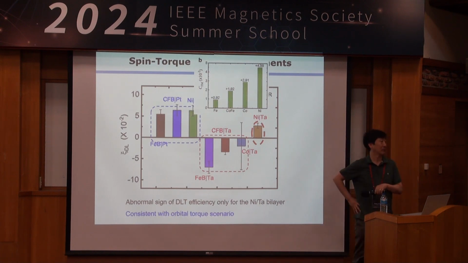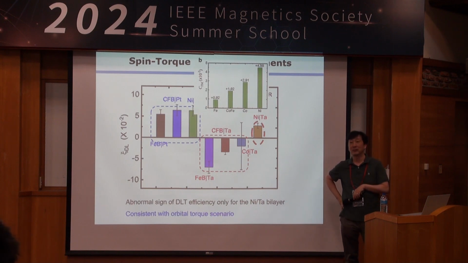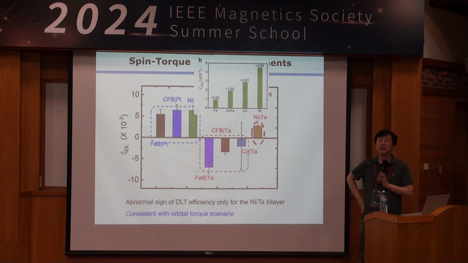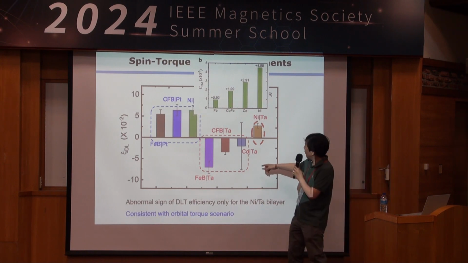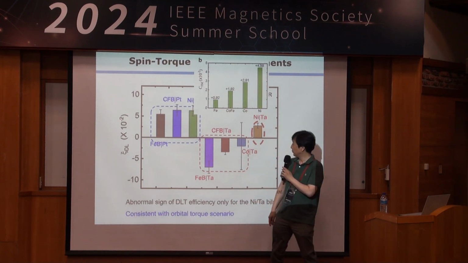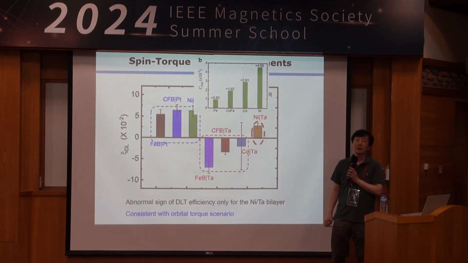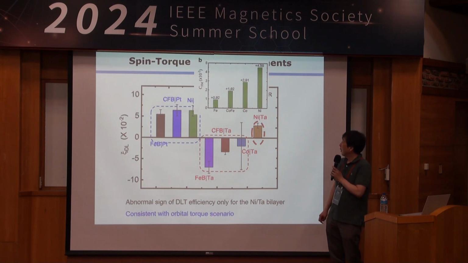So maybe just out of curiosity, one more question. You looked at nickel tantalum. I was wondering if there have been studies on alloys, like nickel iron alloys, for the orbital torques. Like this slide itself, you have nickel tantalum, right? But you don't observe this sort of orbital torque for iron tantalum. Iron tantalum, we don't have, but iron boron tantalum. So I was wondering if you have nickel iron alloys. Have there been studies?